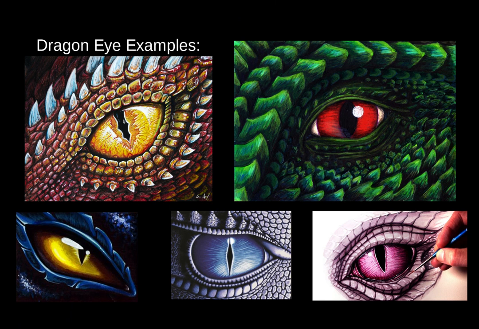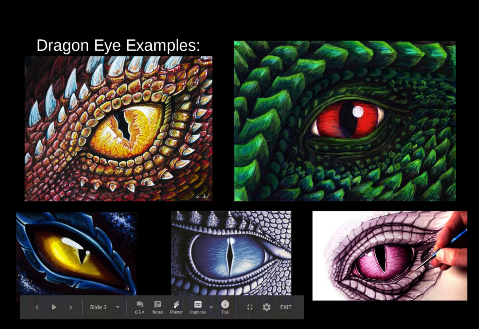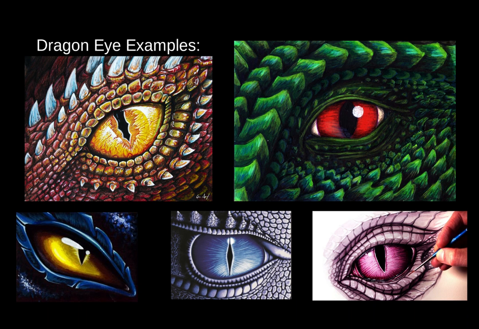Notice how the pupils all have different shapes. Some of the eyes have spikes around them, like the top left. Some of the eyes, the bottom right is painted. So if you have access to watercolor, you want to do ink and watercolor at home, that's perfectly fine.